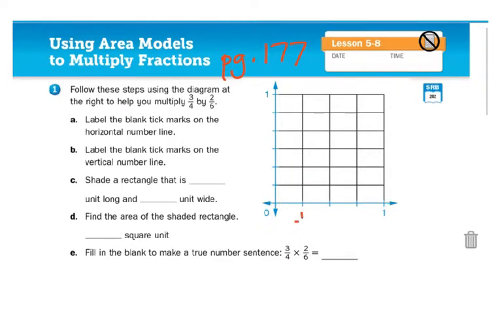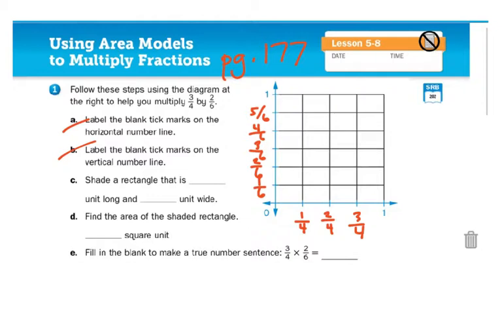Ready? 1/4, write it in. 2/4. 3/4. Done. Label the blank tick marks on the vertical. 1 equal section, 2, 3, 4, 5, 6. So I'm going to label it with 6. 1/6, 2/6, 3/6, 4/6, 5/6, and 6/6.